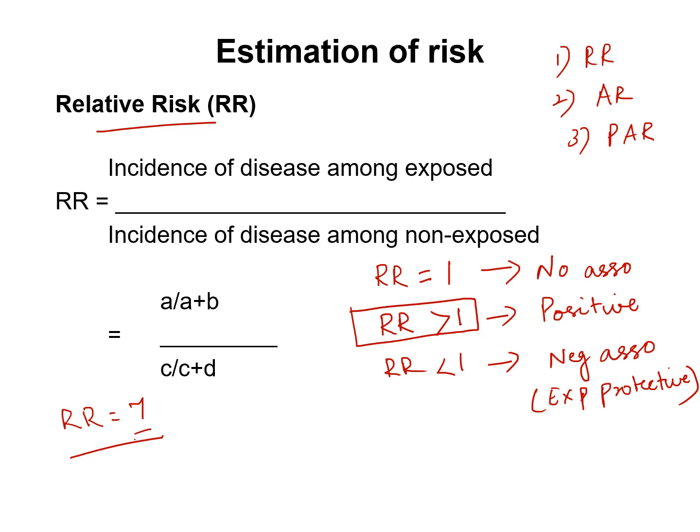The value is 7. It means what? Lung cancer is 7 times more common among smokers when compared to non-smokers. In short, relative risk refers to how common the disease is among the exposed group when compared to the non-exposed group. So this is all about the relative risk.